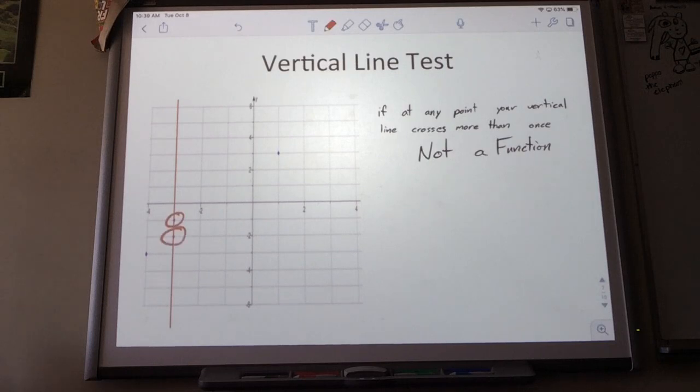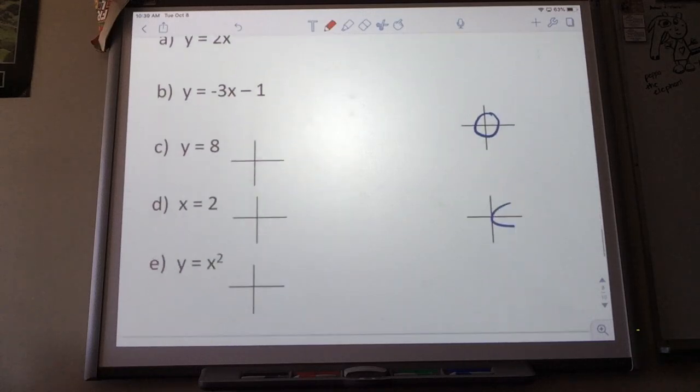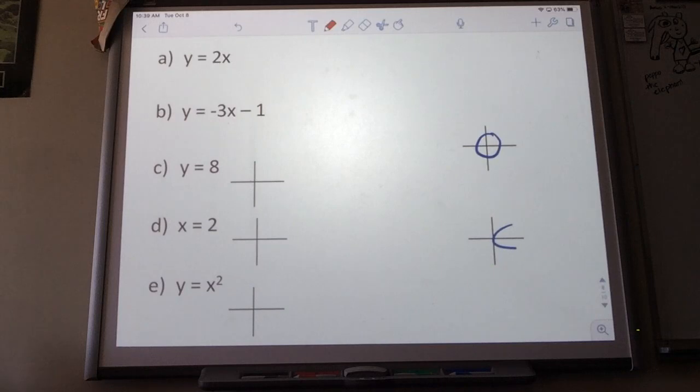It's only allowed to cross one time. Okay? So it can't cross twice or it's not a function. So that right there is not a function. It works the same when it's not dots. So right here we're going to create a few lines and you're going to answer if it's a function or not. So here it's given us an equation. We need to turn that equation into a graph. So we're not going to be exact on our graphs. That's fine. We just need to know generally what the graph's going to look like.